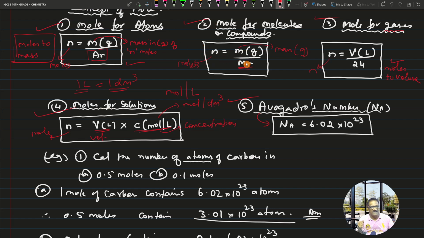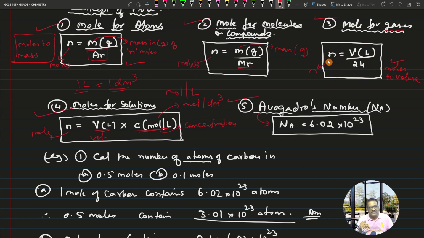Second formula is similar to the first one. n is equal to m in grams upon Mr. Now your Mr is nothing but your relative molecular mass. Now this formula you have to use when you are dealing with molecules, okay, not the atoms and elements. Okay, so Mr is the relative molecular mass, and n is the number of moles, and m here is also the mass in grams. Okay, the third formula you have to use precisely when you are dealing with gaseous substances, okay, like carbon dioxide, nitrogen, hydrogen, etc.